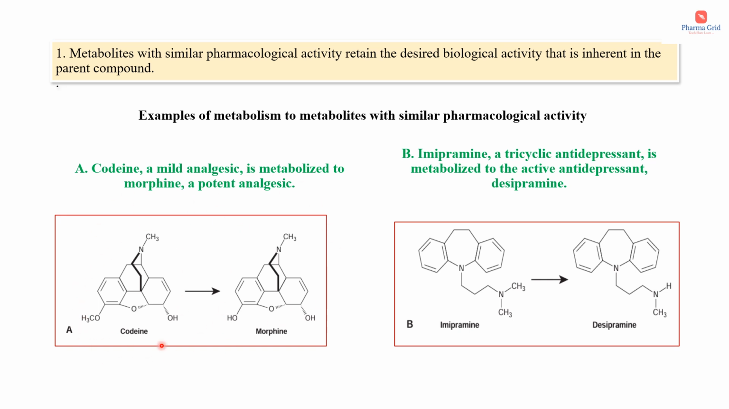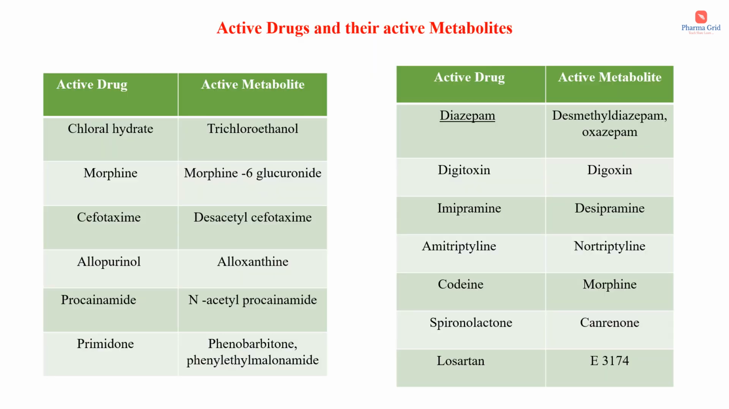So codeine is a mild analgesic. On metabolism, it gets converted to an active metabolite, that is morphine, which is a more potent analgesic. Second example is imipramine, which is a tricyclic antidepressant, metabolized to the active antidepressant desipramine. Here you can see a list of active drugs and their active metabolites.